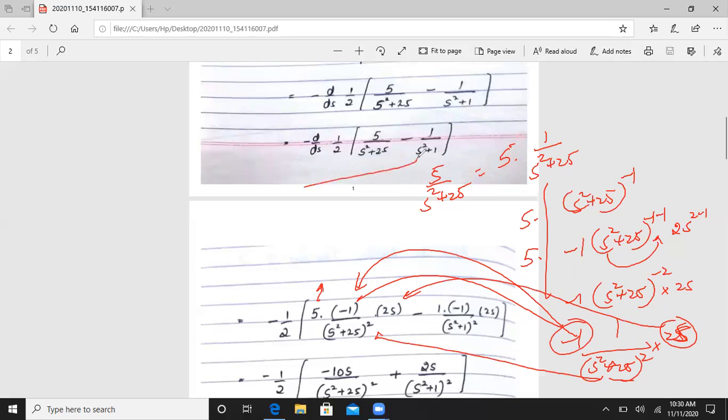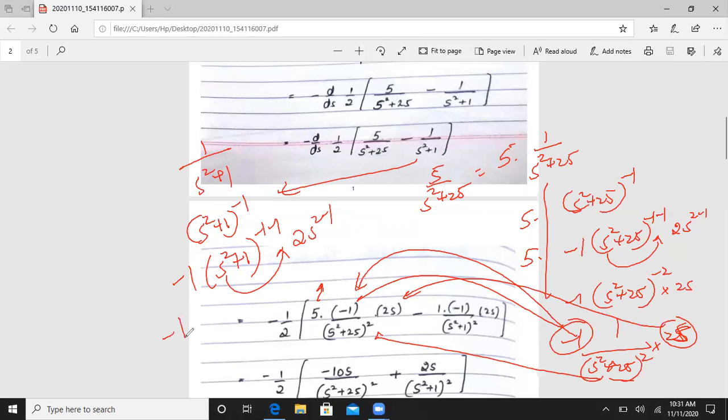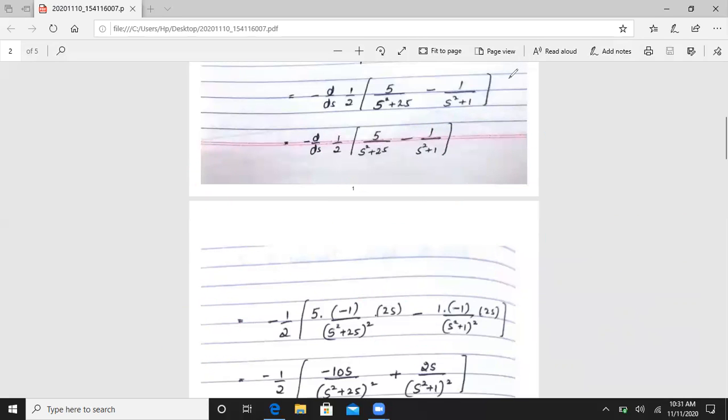And this term also, 1 divided by s square plus 1, becomes s square plus 1 to the power minus 1. When we differentiate this function, we get minus 1 into s square plus 1 to the power minus 2, and differentiate of s square is 2s to the power 2 minus 1. We write this as minus 1 into 1 divided by s square plus 1 whole square into 2s. Here 1 is a constant term, so I write it as it is. This one is minus 1 and 2s, with s square plus 1 whole square in the denominator.